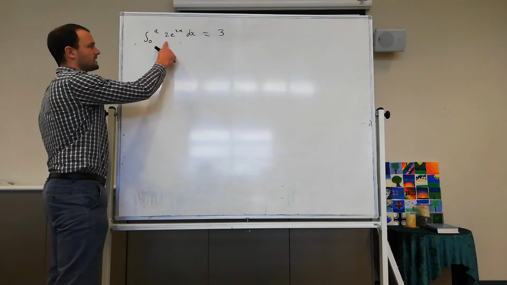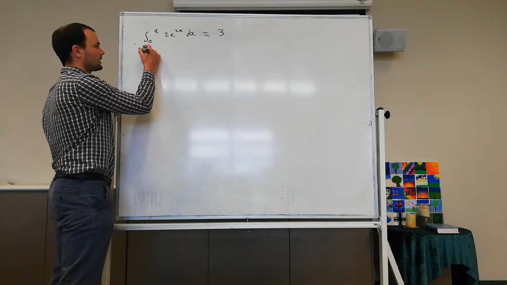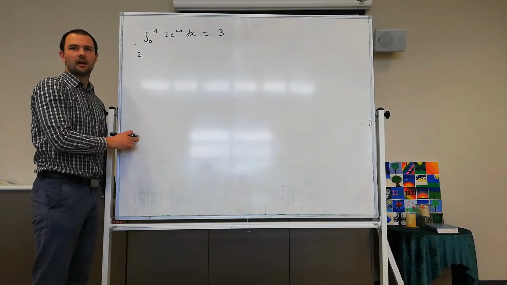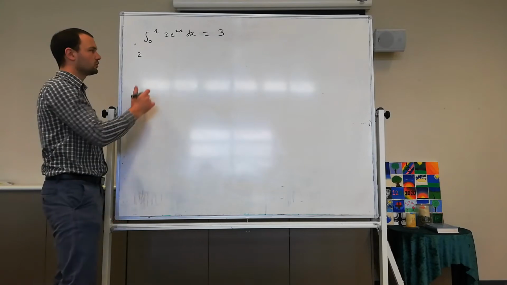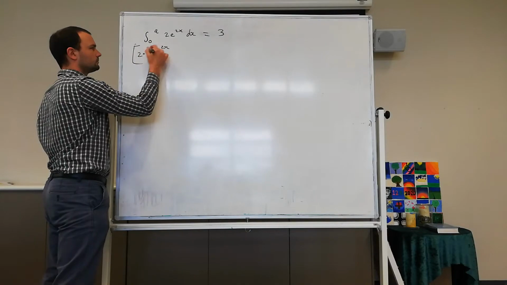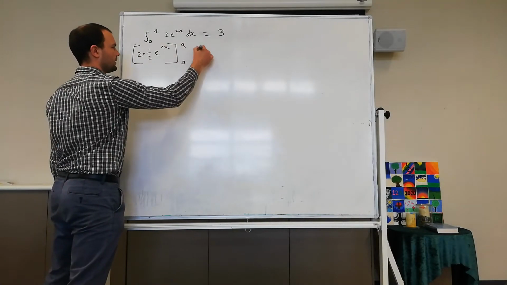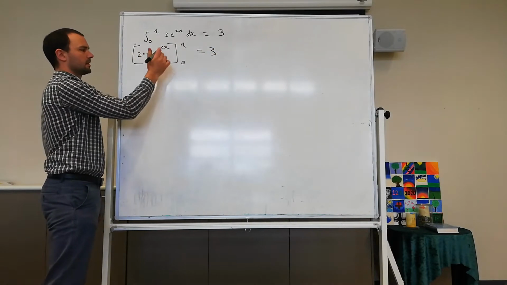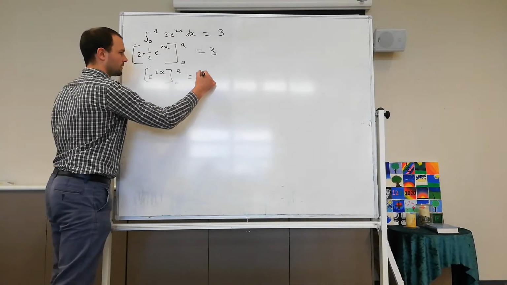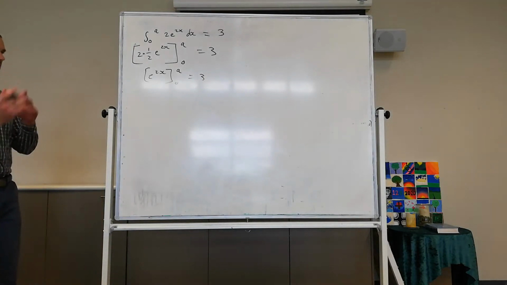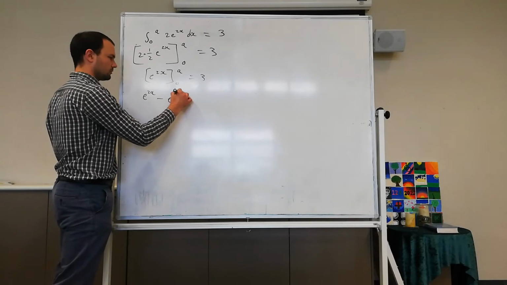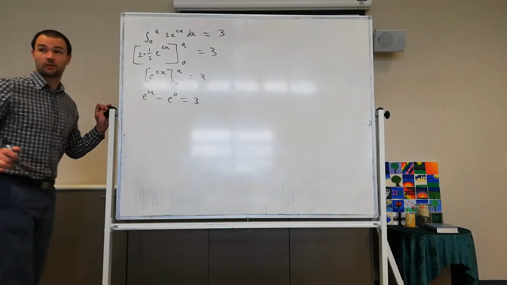So we need to perform this integral, e to the 2x. The integral of e to the 2x is 1 on 2 e to the 2x, from 0 to a is 3. We'll plug a in and we'll plug 0 in.